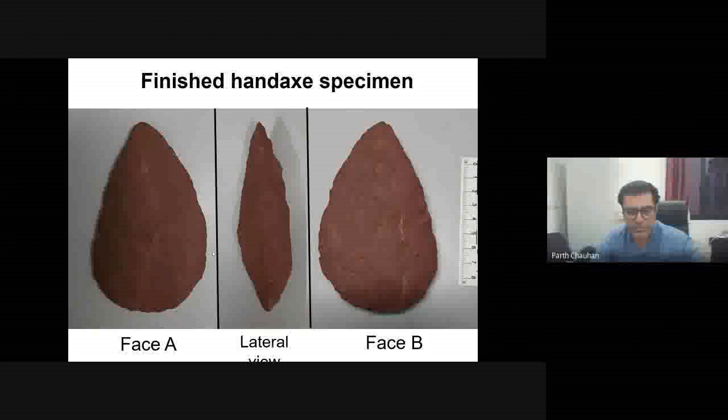The two faces are visible here in the lateral view. And that is the end of my talk.